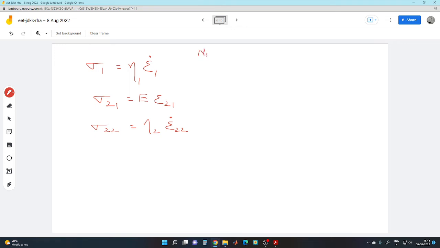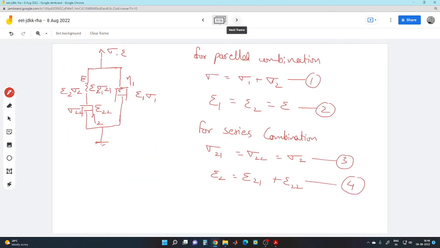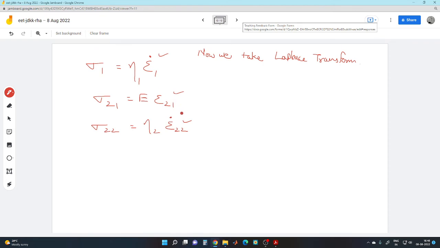And now we take the Laplace transform of this equation. So what will help here is, because these are differential elements and these are linear set of equations, so solving them in a linear and non-differential form will be much easier. So that is why we are taking the Laplace transform to convert it into linear equation. Sigma 1 equal to eta 1 s epsilon 1. We will use bar for the Laplace transform.